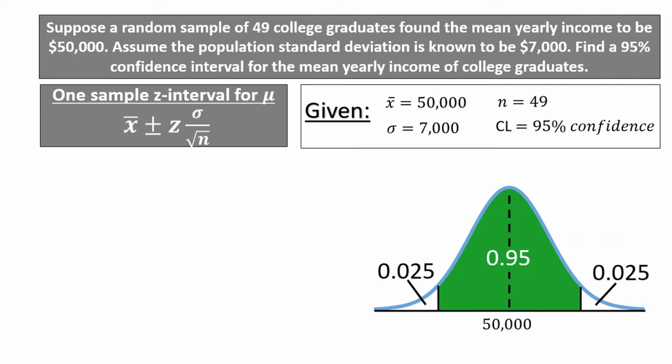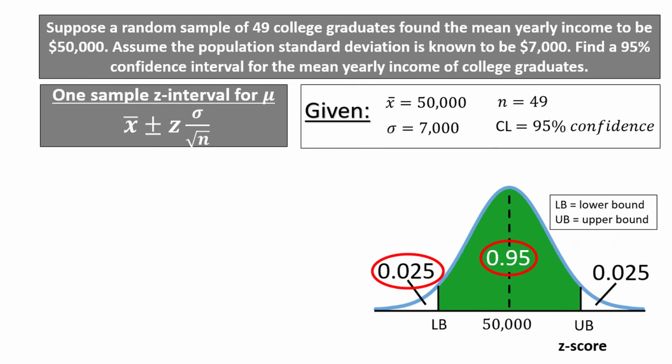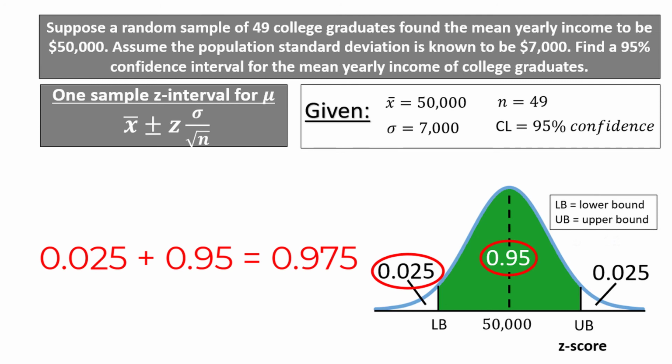X bar is our point estimate, which goes in the middle, which is 50,000, and the lower and upper bounds of the confidence interval will go at the cutoff points of the shaded area of the distribution. The z-score we need for the formula is the positive z-score corresponding to the upper bound. To find the z-score using the TI-84 calculator, we need to know the area to the left of our z-score. The area to the left of the z-score is these two areas added together, 0.025 plus 0.95, which is 0.975. Now we are ready to go to the calculator.